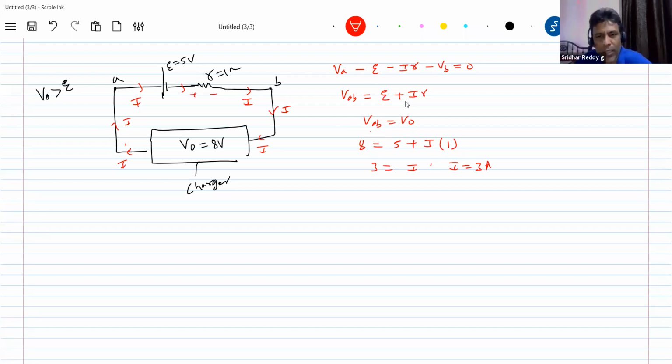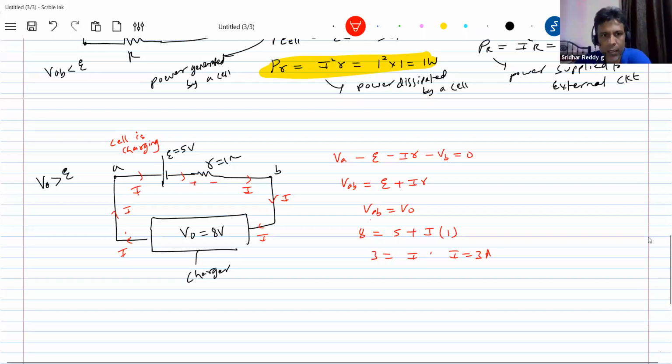Okay, now let's look at this one. What is the state of this cell? You have to call this charging. The cell is charging, or shall I say it consumes and stores energy. The cell is charging or the cell stores energy. Now, how much power is given by the charger? I'm coming to the mathematical part.